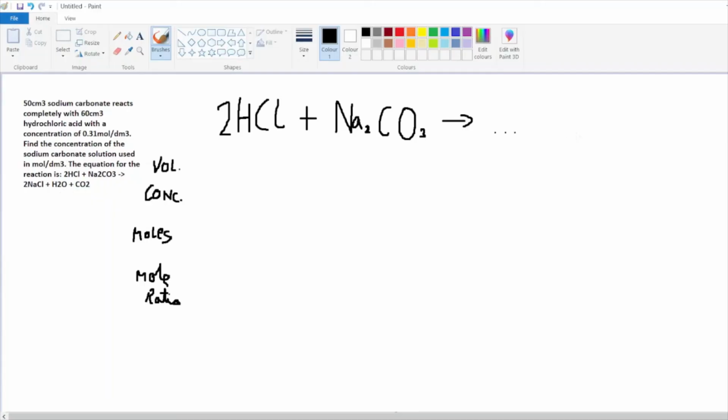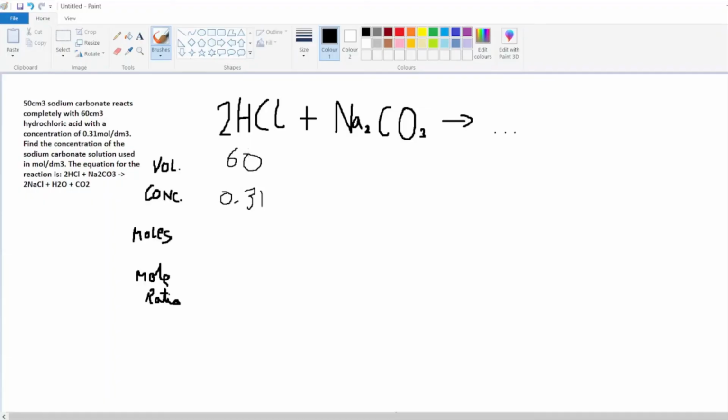So we have the equation. I haven't put the products because we actually don't need them. So we have the concentration of the hydrochloric acid, and we need to know the concentration of the sodium carbonate solution. So again, we're going to fill in the stuff we have before we do anything else. If I asked you to tell me what was wrong with this so far, because I have made a mistake, have a look. The volume, 60 centimeters cubed, but remember we always have to deal with concentration in decimeters cubed. So we need to convert this to decimeters cubed.